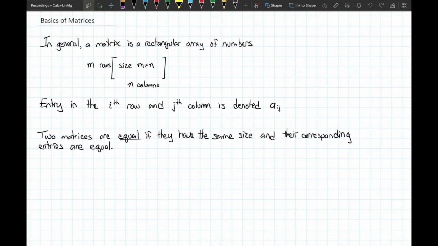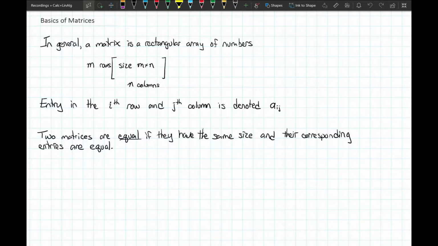Now, we can also have a little notation that represents the entries in a matrix. We usually use a lowercase letter to represent an entry in a particular matrix, and in the i row and j column, we would just have two subscripts, a_ij. Again, making sure we have row first, column second.